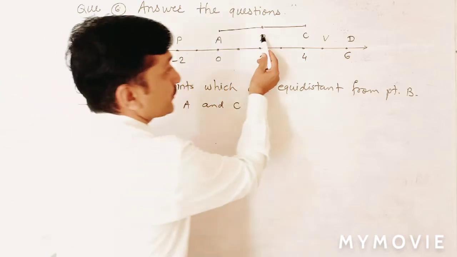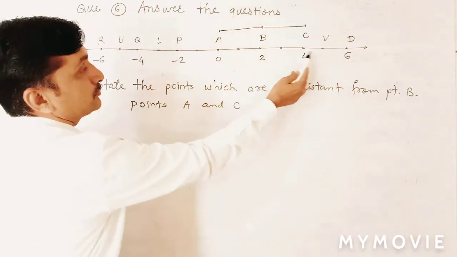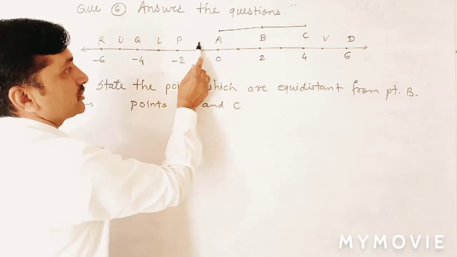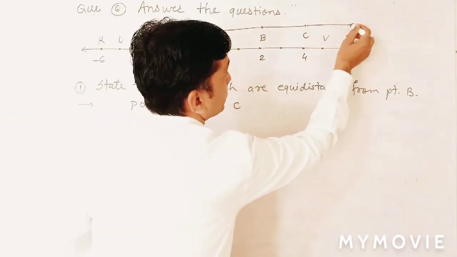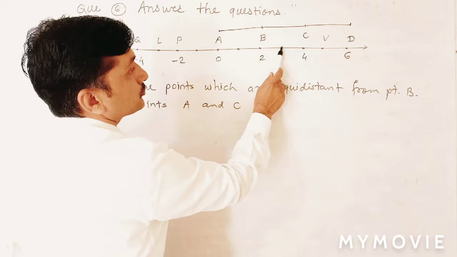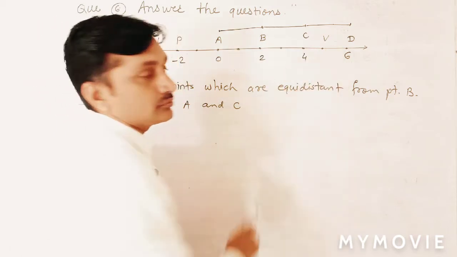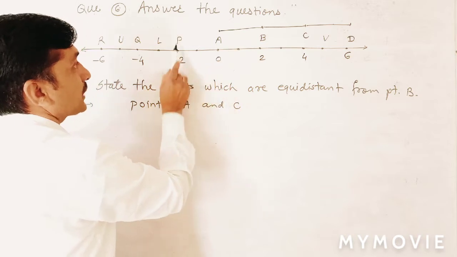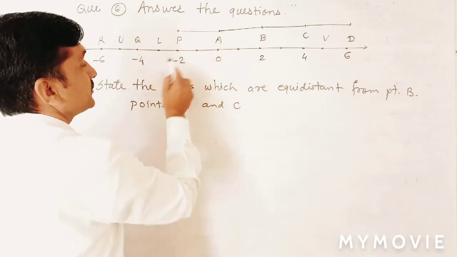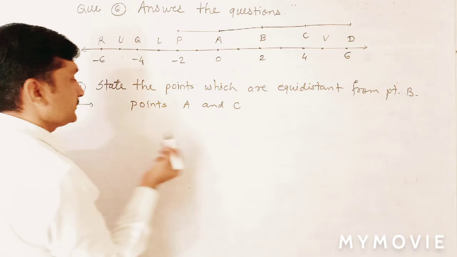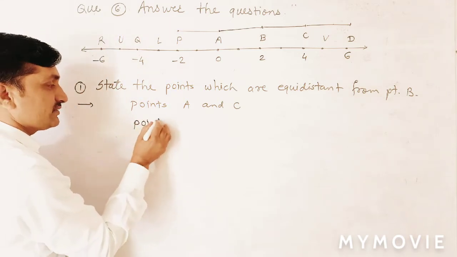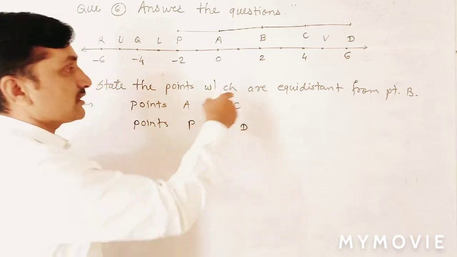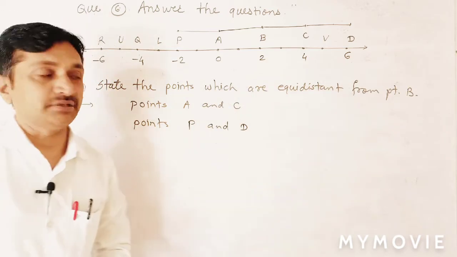Again from point B, here at 1, 2, 3, from here 1, 2, 3 point is not given. Then D at 4 units, 1, 2, 3, 4. Then here at 4 units, point P is there. Therefore points P and D. These are equidistant from B.